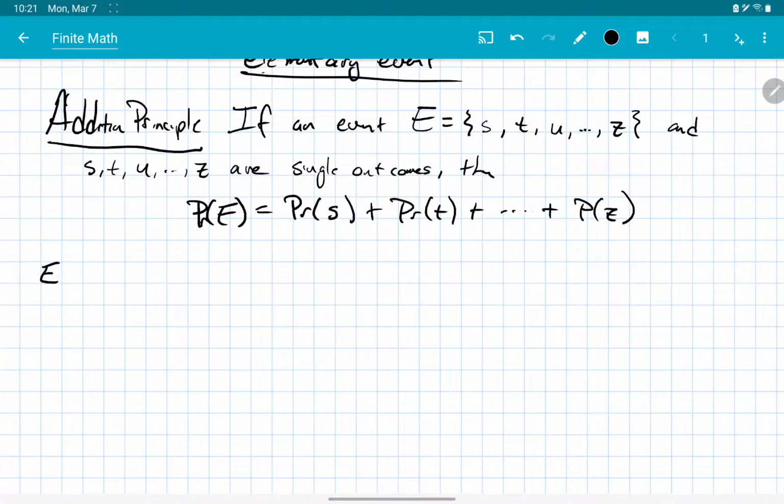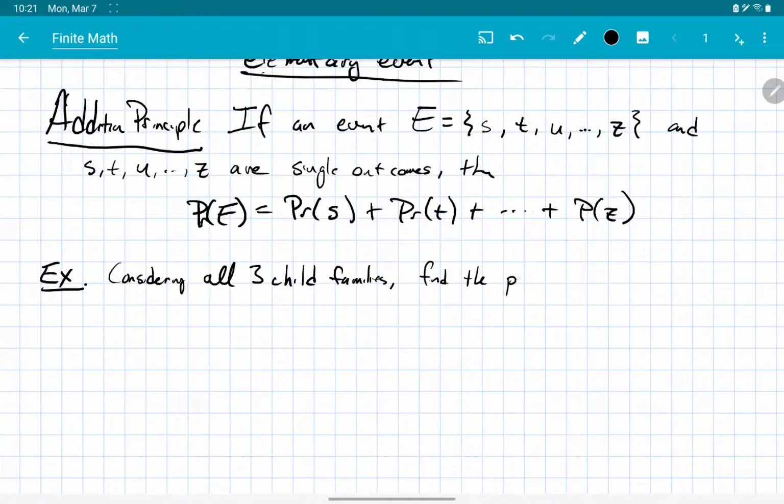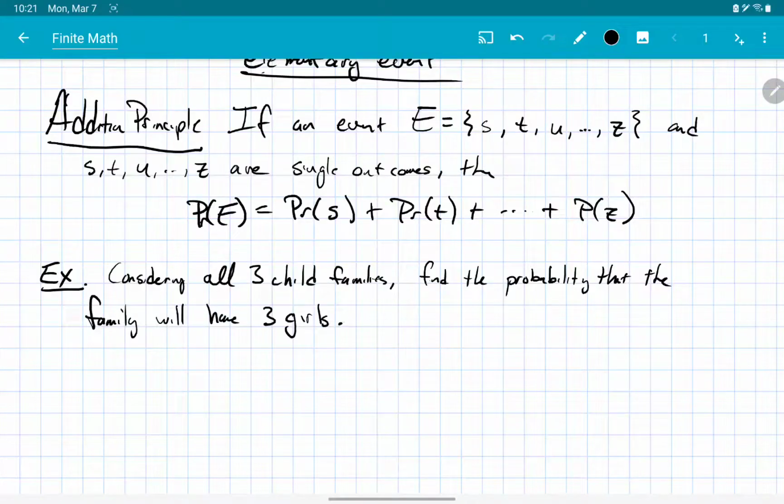So here's an example we'll do here. Considering all 3-child families, find the probability that the family will have 3 girls.